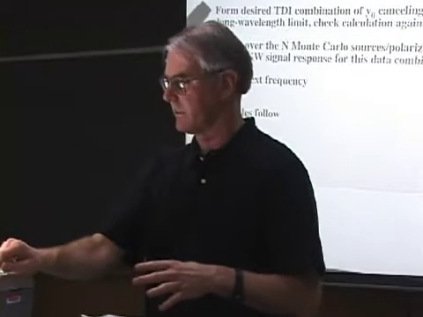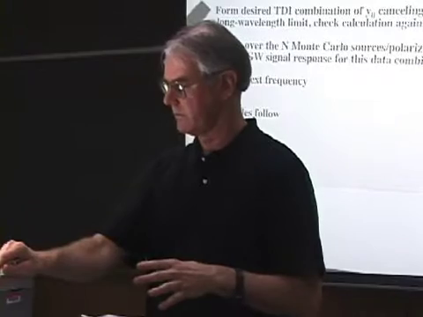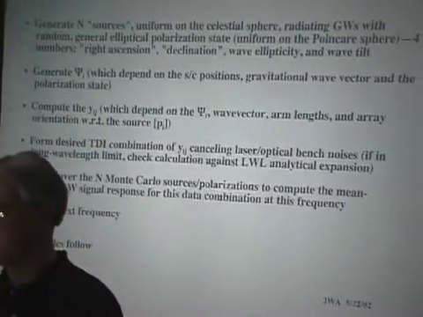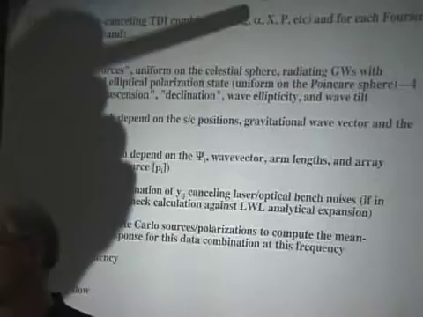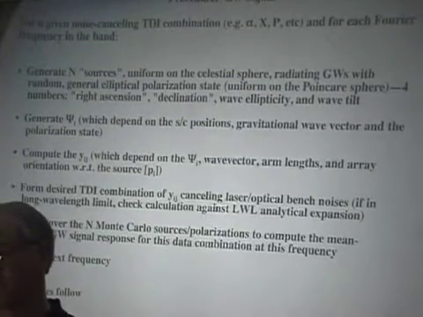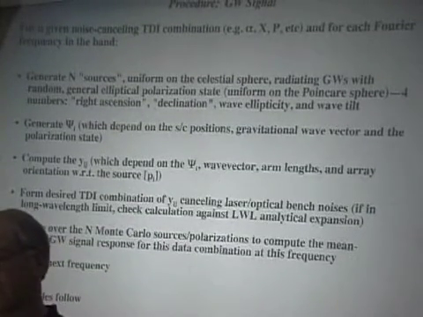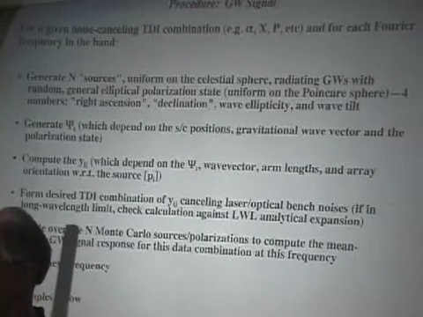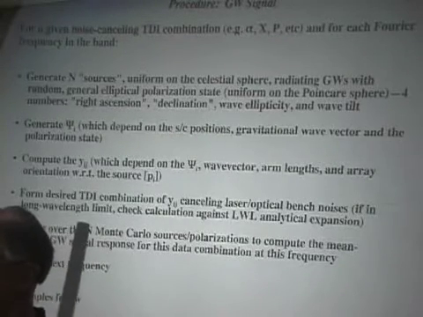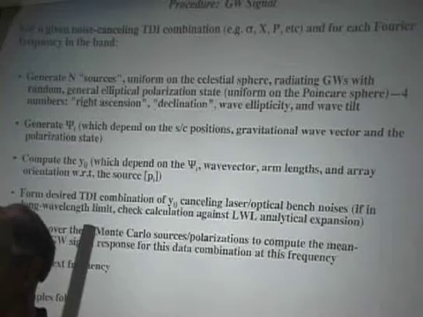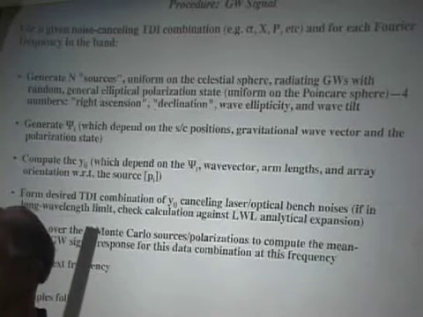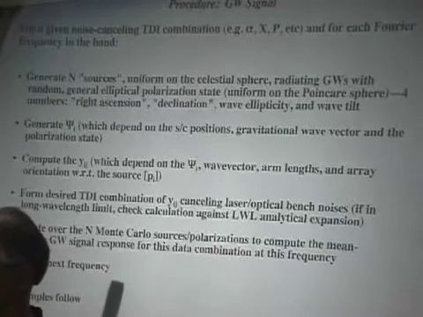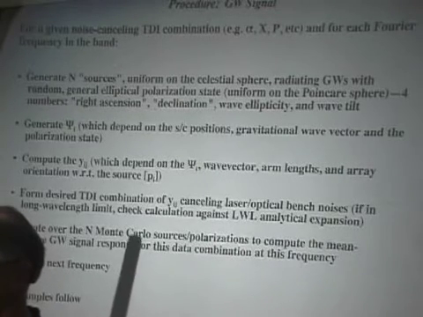From the psi's, you calculate the little y's. There were formulas earlier. Then you just plug them into the transfer function. If it's X, you use the transfer function for X. If it's P, you use the transfer function definition of P. And that then gives you the output you would get had you formed that particular TDI combination.